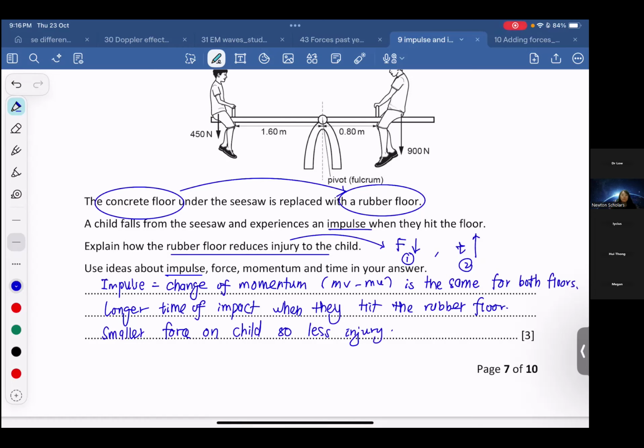Impulse has no change whether you use a concrete floor or a rubber floor, because impulse is mv minus mu and doesn't involve time. At the end, hitting and stopping is zero, and initially the falling speed is the same. So the momentum change, the impulse, has nothing changed. What changes is a longer time of impact, which gives a smaller impulsive force. Is that clear?